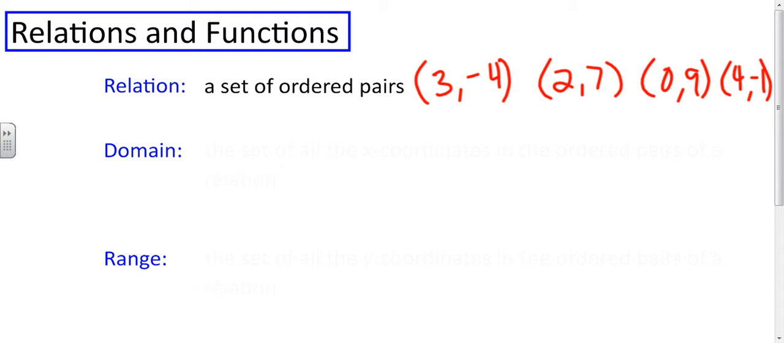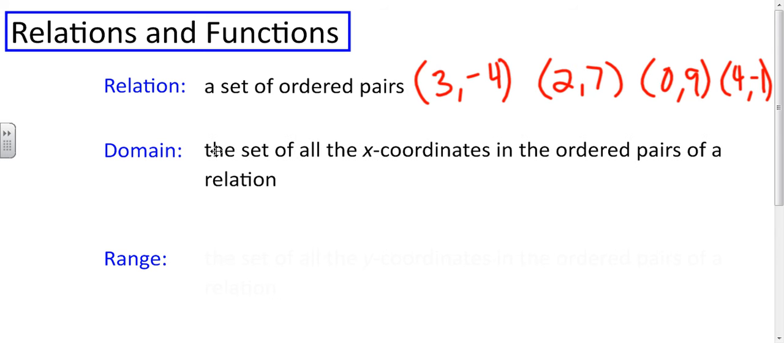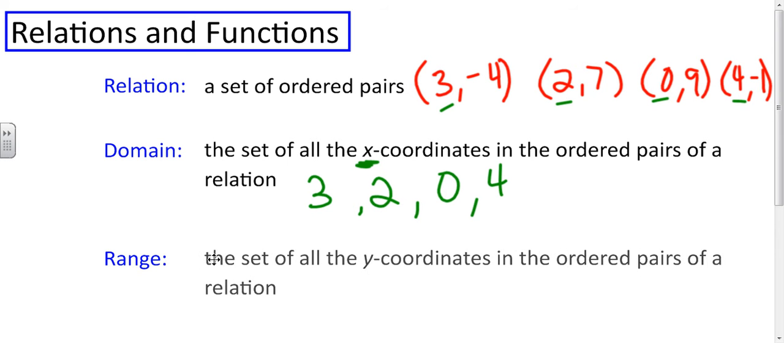A domain is the set of all the x coordinates in a relation. So I want to look at just the x coordinates here. My domain for the relation above would be 3, 2, 0, and 4, because those are all of the x coordinates. And the range is the set of all the y coordinates in that relation. So I'm going to look for the y coordinates. I've got -4, 7, 9, -1, because these are all of the y coordinates.